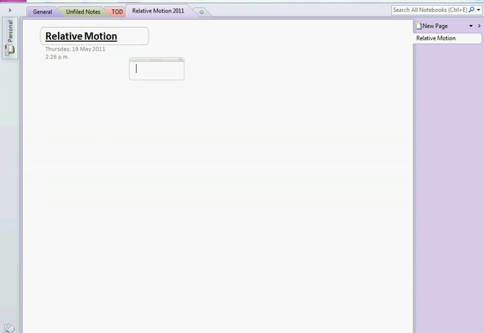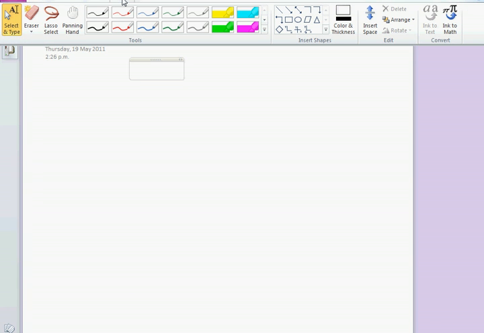Really go into OneNote. So relative motion or relative velocity is often the part that we focus on. We want to go into a drawing tool.